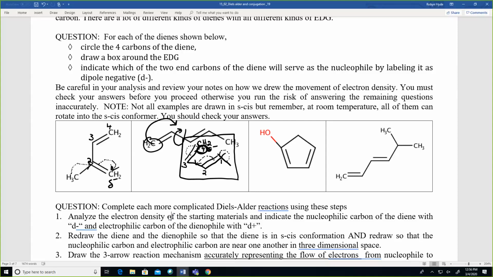Okay, so now your turn. With diene structures 3 and 4, which carbon of the diene is the most nucleophilic? It could be helpful again to put a box around the electron donating group. Yep, OH. I had it on our list of electron donating groups.